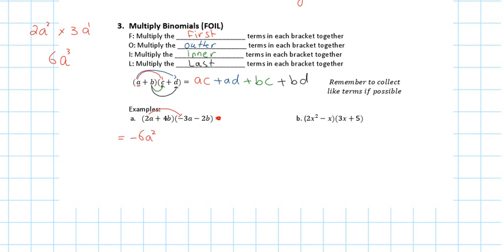Okay? What will be the second thing that I have to multiply? 2A with negative 2B, right? Yeah. So 2A times negative 2B, that's going to give me minus 4AB. Okay? Because positive and a negative gives me a negative. And then 2 times 2 is 4. A times B is AB.